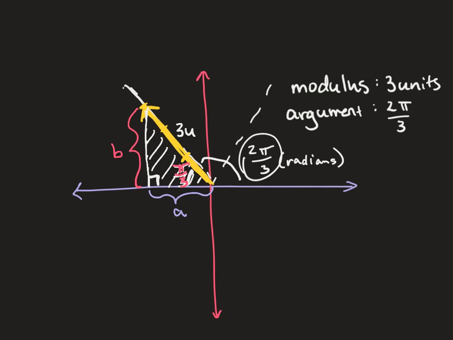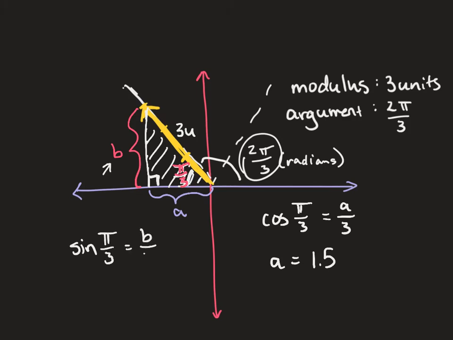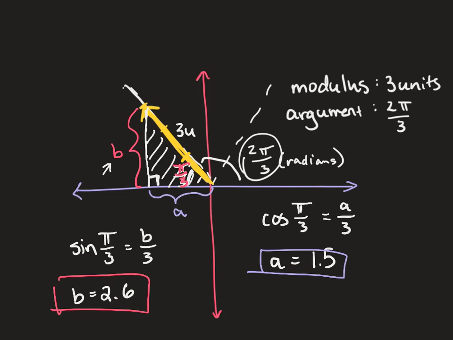So to get my A value, I might say that the cosine of pi over 3 is equal to A over 3, and you can solve that for A, and you will get approximately, oh, just kidding, exactly 1.5. And then if you were looking for your B value here, you could do the sine of pi over 3 is equal to B over 3, and you would get that B is equal to about 2.6. Cool. So then what we really have here is our real value is 1.5. Our imaginary value is about 2.6.